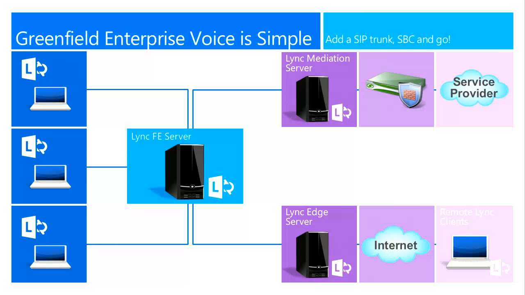If you look at, like I mentioned earlier, doing a greenfield deployment is very easy and simple, right? You have your Lync server, you have your Lync clients, you don't have any phones to worry about. You have the edge server, which is responsible for everybody that's coming in, basically without a VPN. You have a mediation server, you have the SBC, that traffic cop, and you hook up the service provider, and you're done, right? Nice and simple.